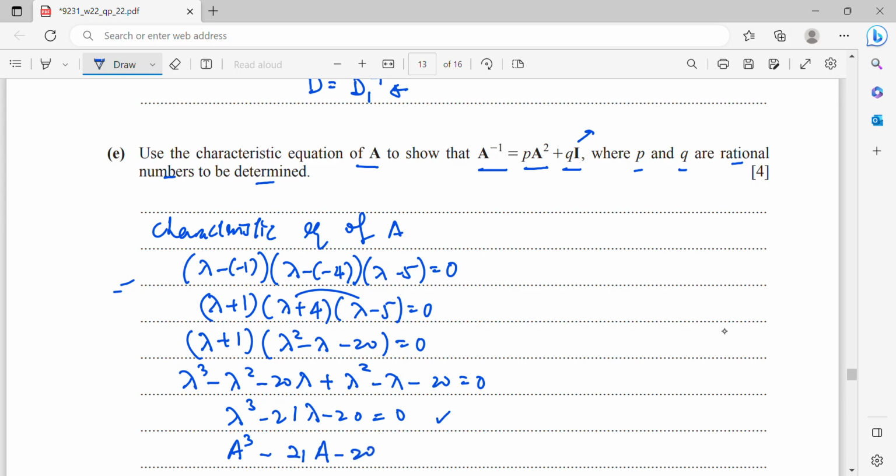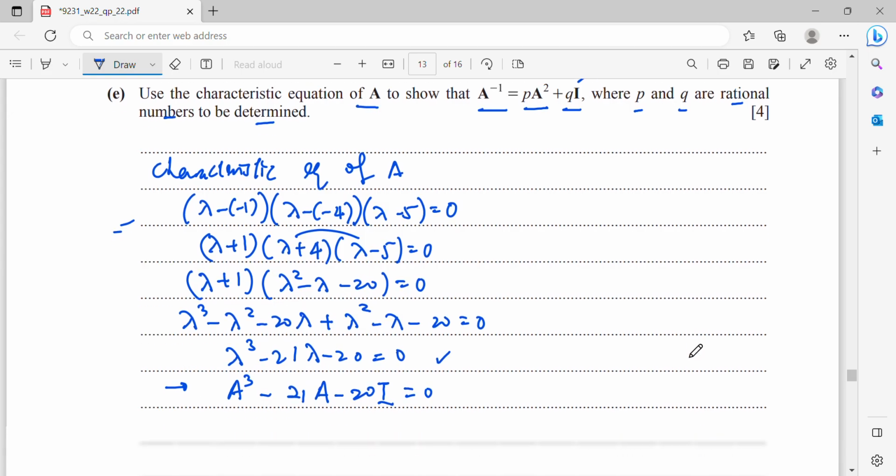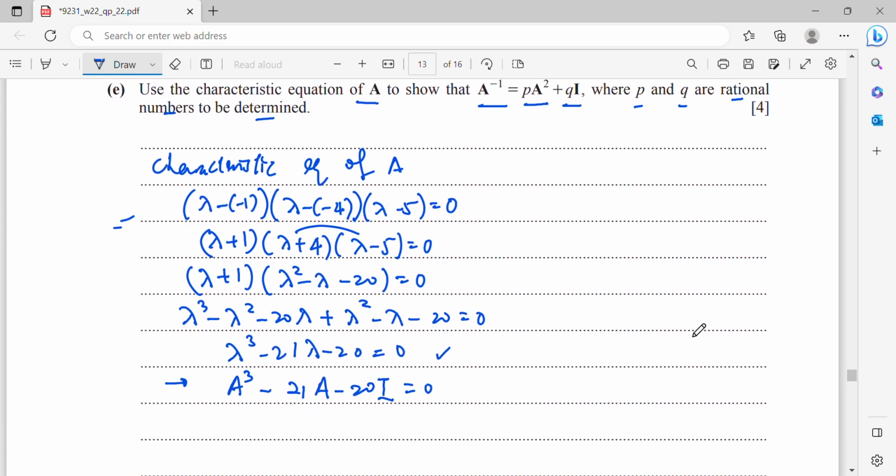Now, if you just write 20, it is wrong because A is a matrix. So this must be an equation of matrices, therefore times I, where I is the identity matrix. Now, we need to get A inverse from the question, but now we are getting A cubed. The A inverse is not there. So what to do? We have to get the 20I as the subject first. So 20I equals A cubed minus 21A.